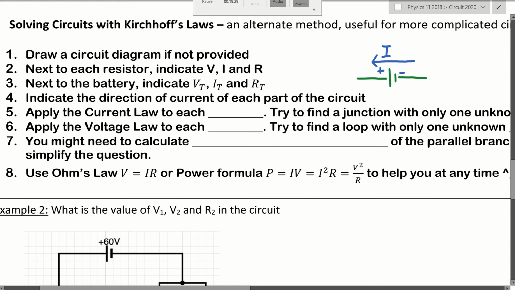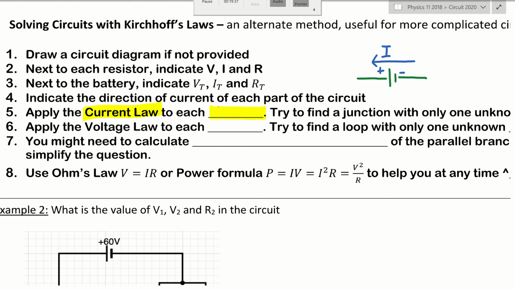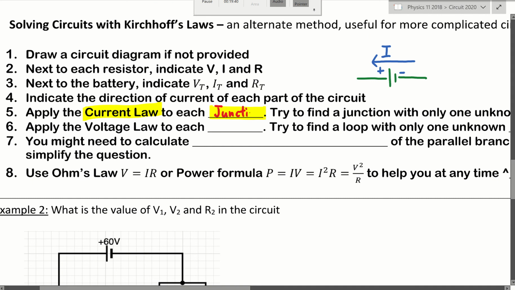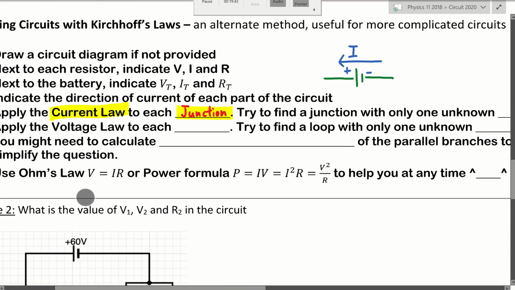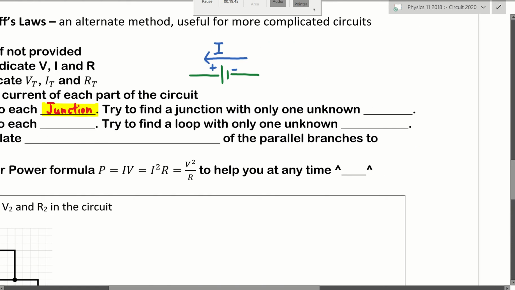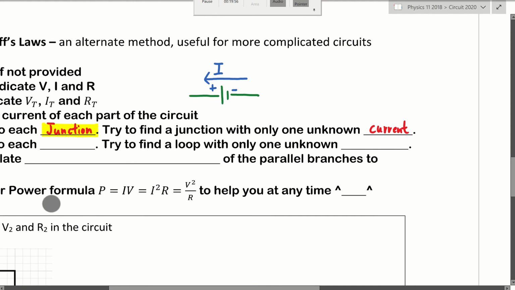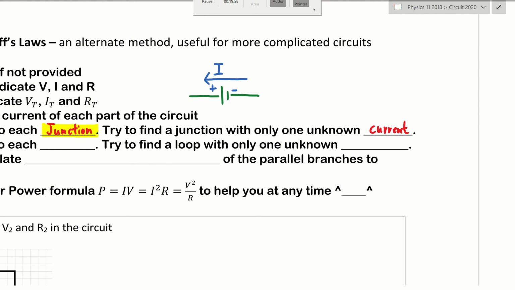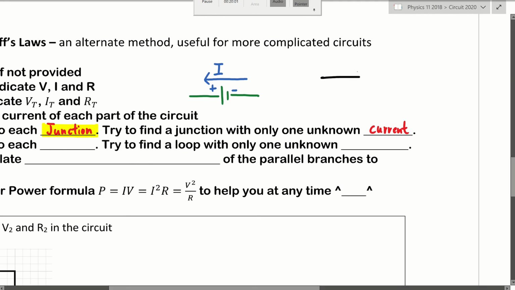Now, then what we do is apply the junction law, or current law, to each junction. So apply the current law to each junction and see if you can find a junction that only has one unknown current. Okay, so for example, it could be a complicated junction like this, right? It could be wires going crazy like that, and you have one junction point in the middle.